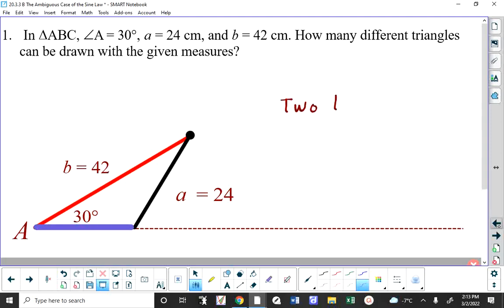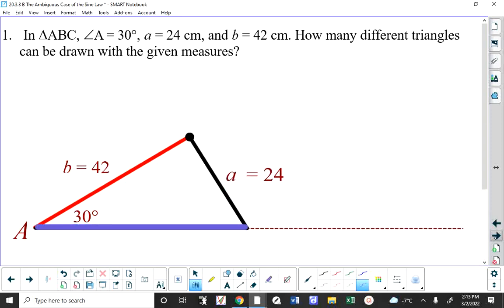Now you're asked to sketch the possibilities. So one of them would look like this, where we started. This is the most reasonable thing. This is what people think it's going to look like. It's got to look like that, right?